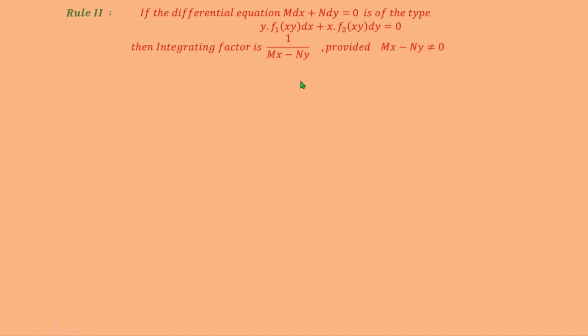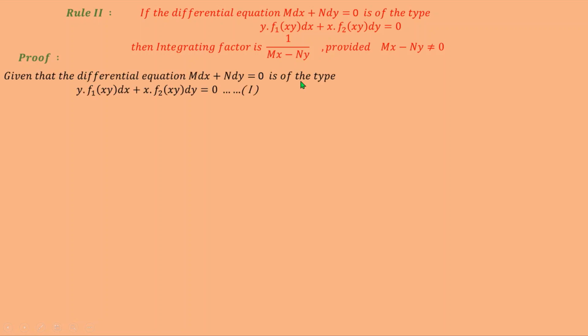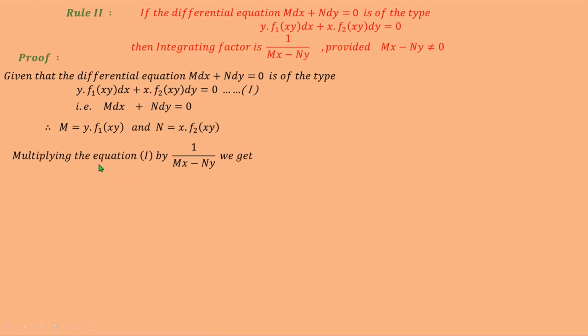Now we have to see the proof of this rule. Proof: given that the differential equation M dx plus N dy equal to 0 is of the type y into f1 of xy dx plus x into f2 of xy dy equal to 0. We can write this equation as M dx plus N dy equal to 0. So comparing coefficients of dx and dy, we get M is equal to y into f1 of xy and N is equal to x into f2 of xy.